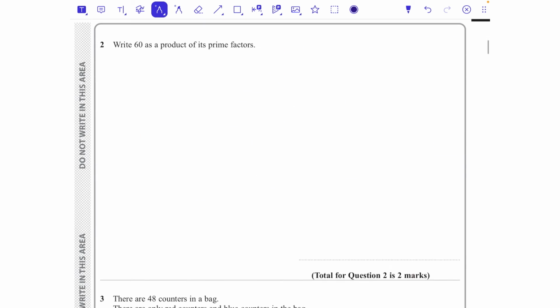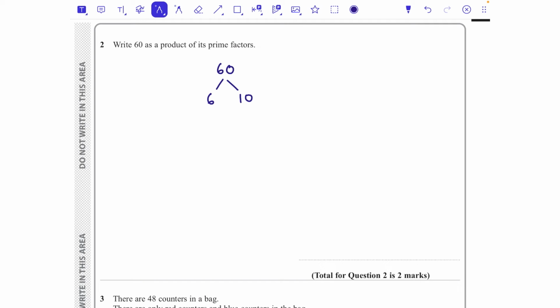Question number 2, good old faithful. Write 60 as the product of its prime factors. So we're going to start with 60 at the top. Two numbers that multiply together to give 60. Now you can choose whatever you like. It's not going to affect your answer. It's going to be the same no matter what. I'm just going to go for 6 and 10.